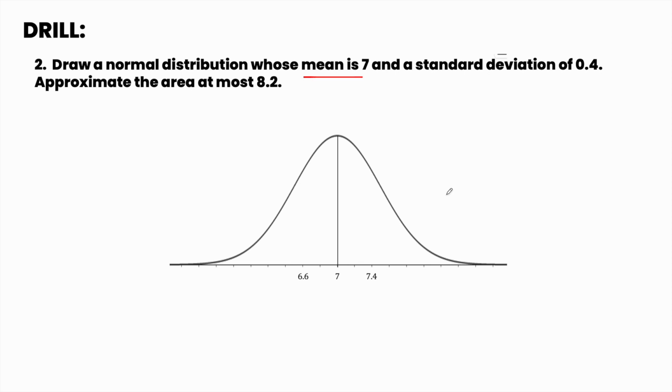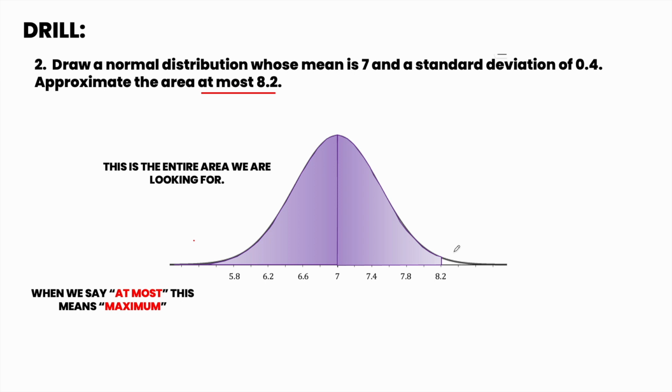So here we have 6.6. From 7.4, we have to add 0.4, so we have 7.8. Now, from 6.6, we have to subtract 0.4. So on this part, we have 6.2, and so on. Now, observe that we have the term at most. In our example, we have at most 8.2. That means maximum. So the maximum value in our normal distribution is 8.2. And this is the desired region. This is the entire area we are looking for.